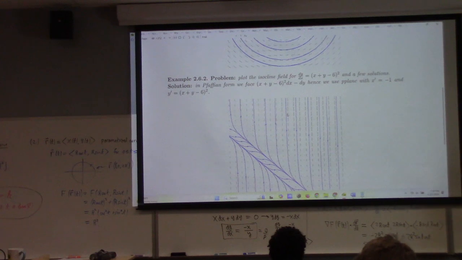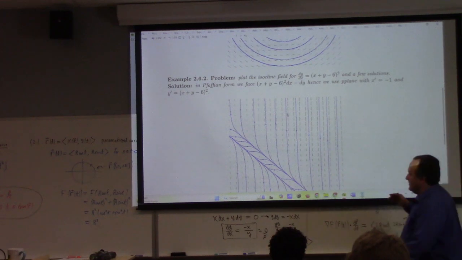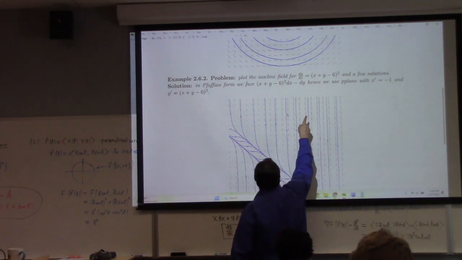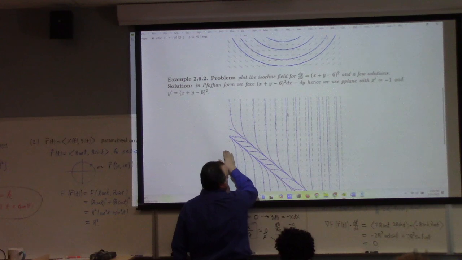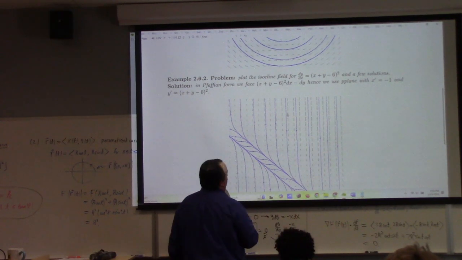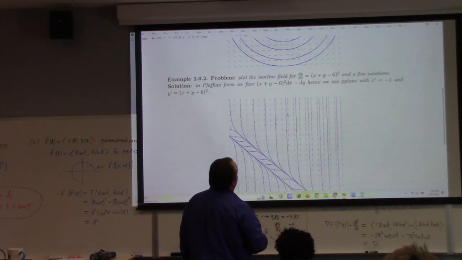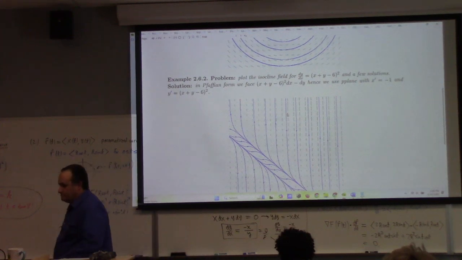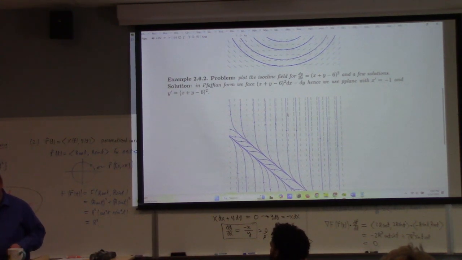There's a whole line along which, if any solution gets to that line, it has to cross it like a horizontal path. So if y equals 6 minus x, I think it's in here somewhere. I don't have any numbers, but that's kind of the whole point of that example.